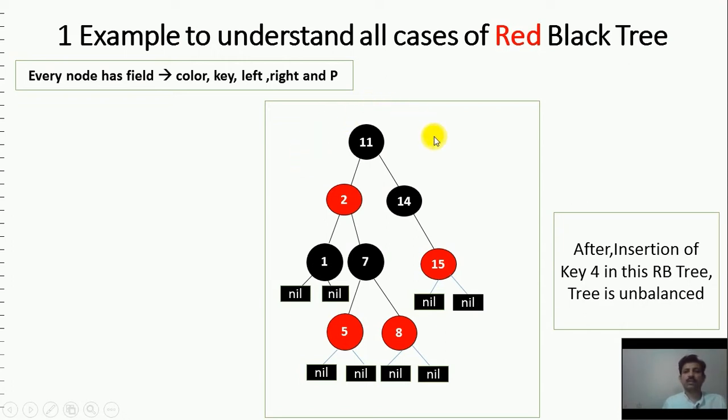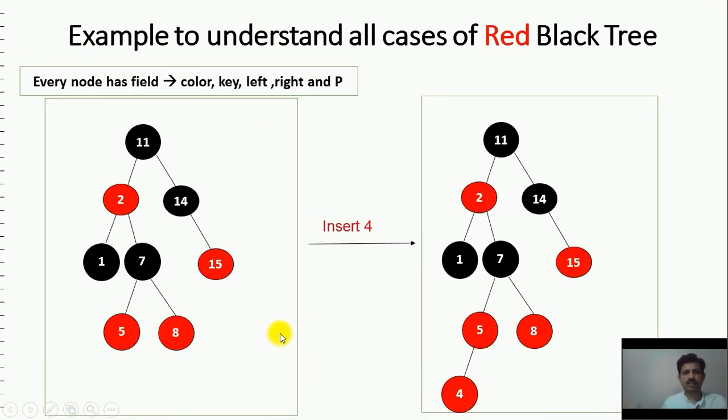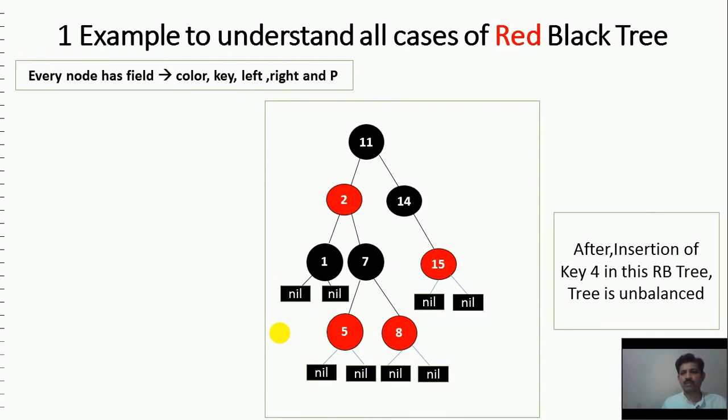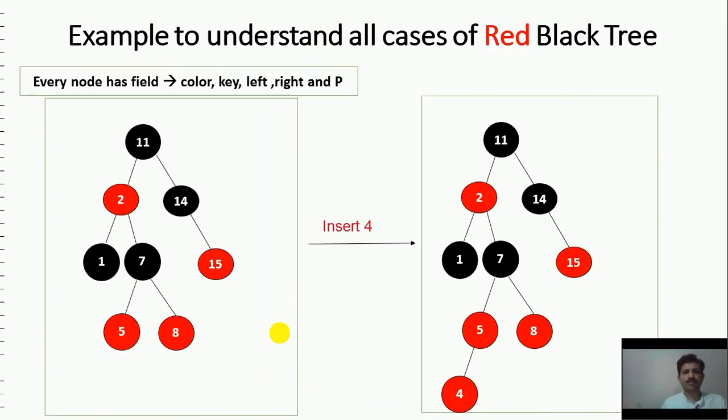If we insert key 4 in this red-black tree, the tree will be unbalanced, as we can see here. After insertion of key 4, we will check whether it is case 1, case 2 or case 3. When we insert key 4, it will be placed at the left side of this 5. First 4 will be compared to the root node. Insertion is just like a binary search tree, so this 4 is placed at the left side of key 5.